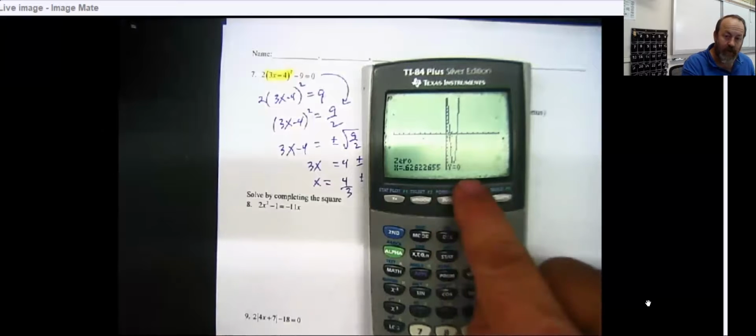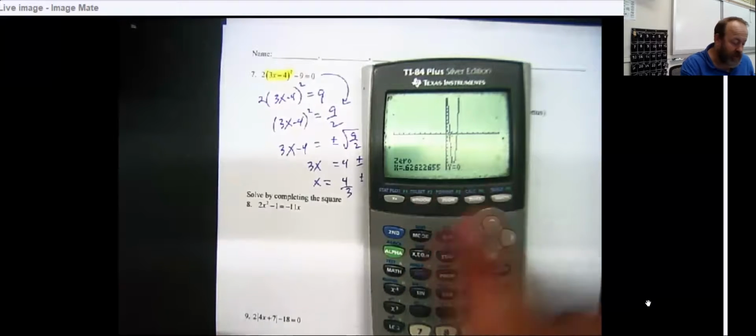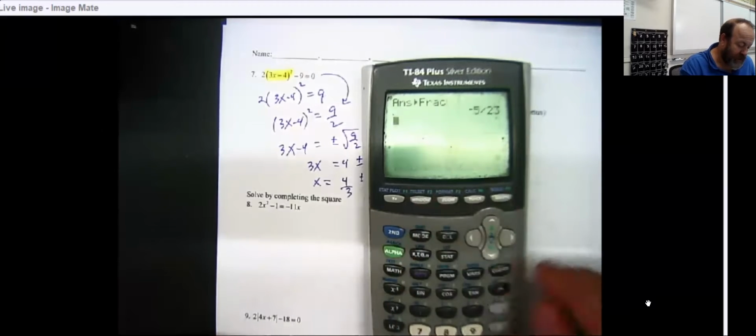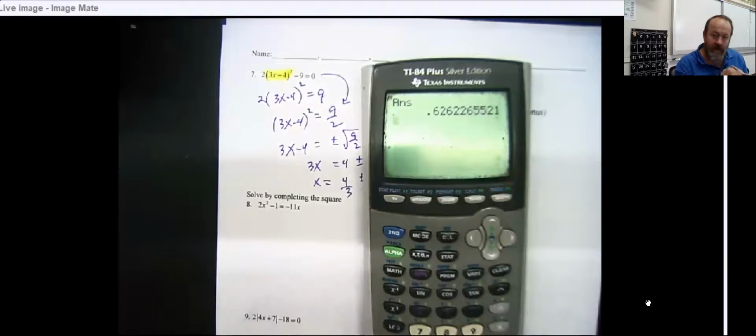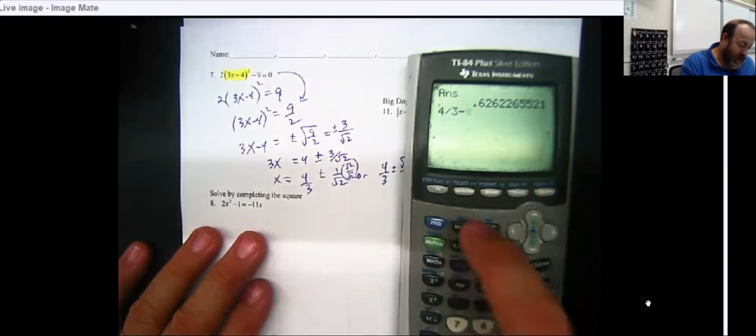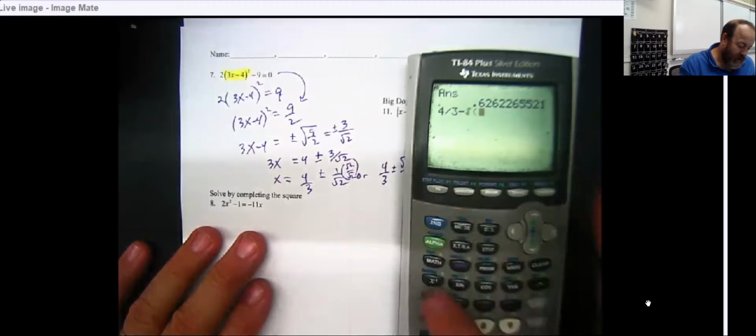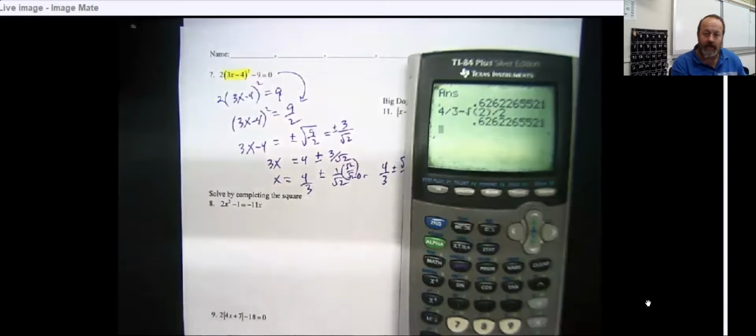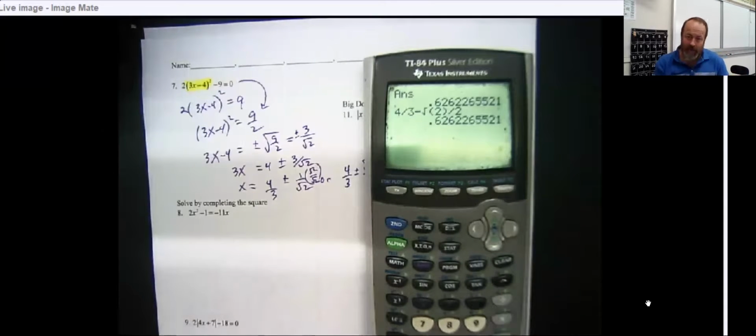Now, you'll notice this 0.626 decimal. I'm going to go ahead and take the answer so I can see it right here. So when I did my work, one of my answers is 4/3 minus the square root of 2 divided by 2. And there is exactly the same decimal. So it's not as nice as when we have a perfect fraction, but you can see that value.